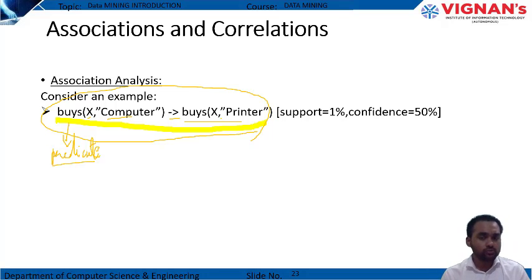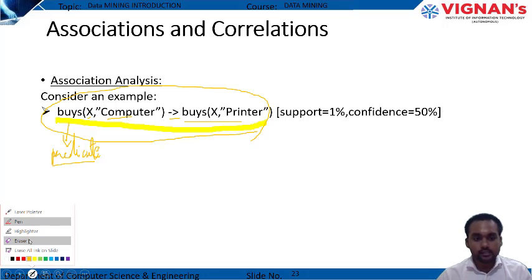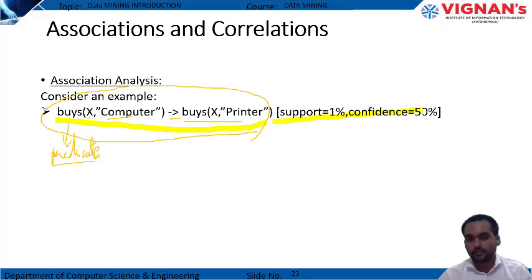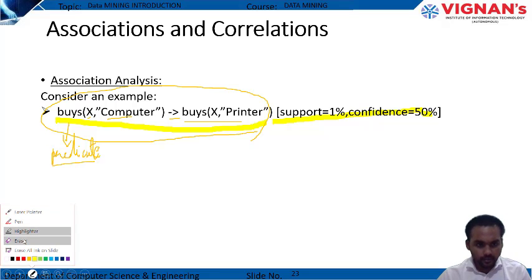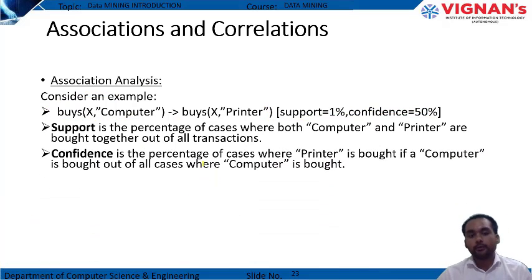But is this always true? Well, that depends. That depends on two things. They are called support and confidence, the ones you see here. What is support? What is confidence? Let us now try understanding them as well. Support is the percentage of cases where you see both computer and printer being bought out of all the transactions. You trace out all the transactions present, and then you look for cases where computer and printer are present in that transaction. That is all support is.